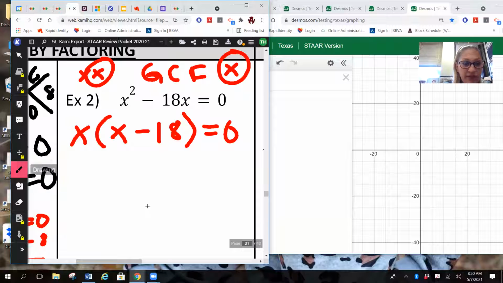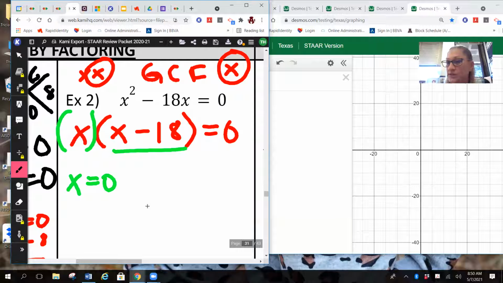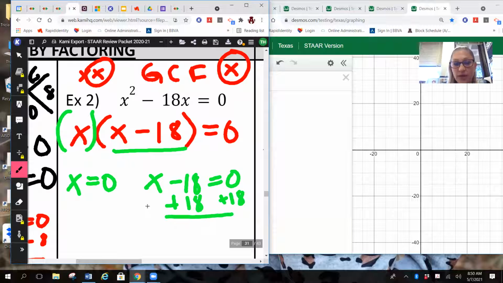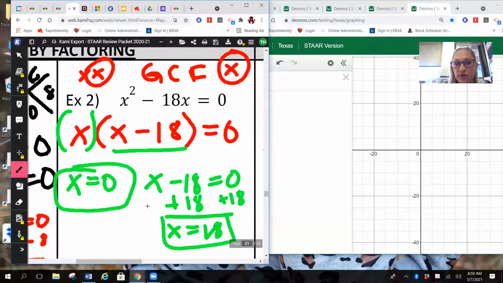Now, to solve that, I set each of these equal to 0. So there's an imaginary parenthesis there. I take that parenthesis and set it equal to 0. And we already have the parenthesis here. I take that parenthesis and set it equal to 0. So again, what value when I minus 18 equals 0? And remember, we always do the opposite. So x equals 18 and x equals 0.